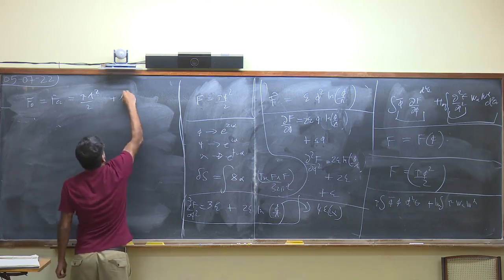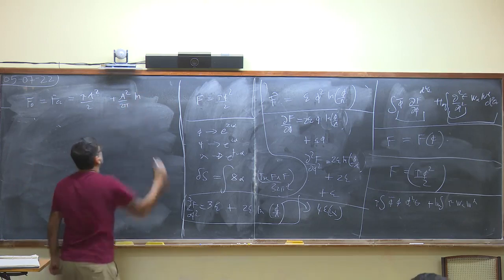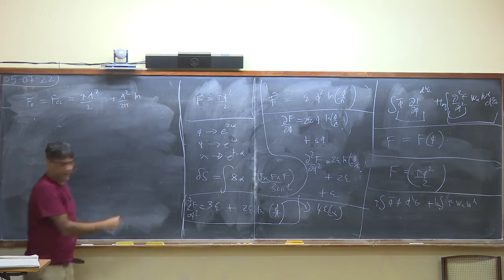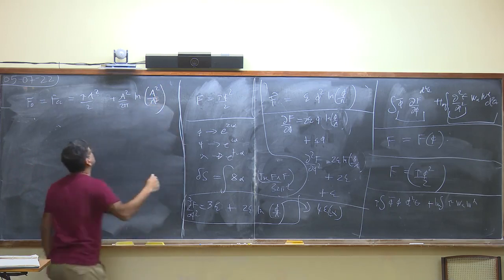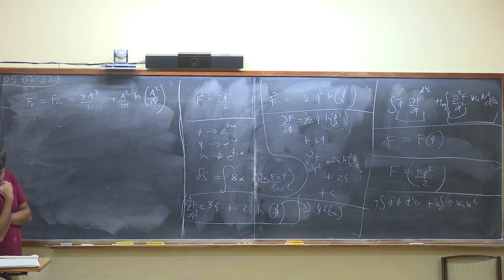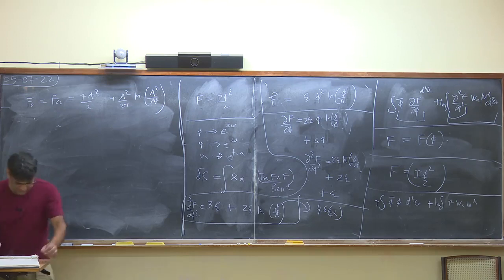plus a square by 2 pi log of a squared by lambda squared. Just a minute. There's some factor I am looking at.